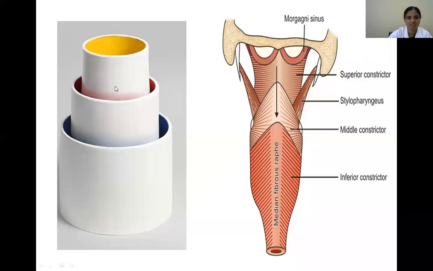See the first picture, how the flower pots are surrounded, just invested from below upwards, one within the other. The same architecture of the muscle we can see in the pharynx.